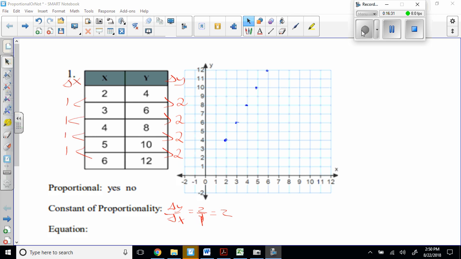That's right. So is this proportional? Yes or no? Raise your hand for yes. Raise your hand for no. Why are y'all saying yes? Okay. All of the rates of change are all the same. Okay. That's great.